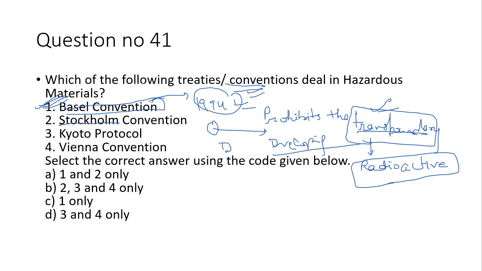Stockholm Convention. This convention also deals with hazardous material, more particularly persistent organic pollutants. One example is DDT. So this two is also correct. With regard to 3 and 4, they deal with ozone, which is not hazardous as per the question. So the answer would be 1 and 2. This is question number 41.